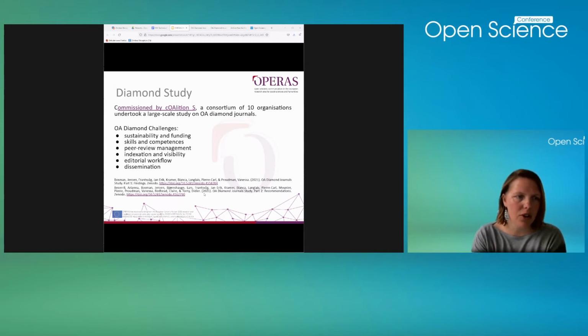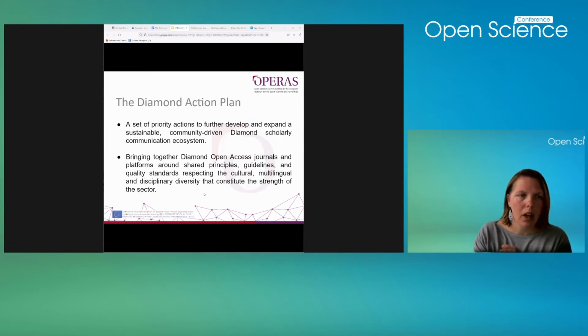And the main challenges that have been seen from the study are sustainability and funding, skills and competencies, peer review management, indexation and visibility, editorial workflow, and dissemination. So this brings us to the Diamond Action Plan prepared by the ANR, the Coalition S, OPRAS, and Science Europe. The Diamond Action Plan presents a set of priority actions to further develop and expand the sustainable community-driven Diamond scholarly communication ecosystem.